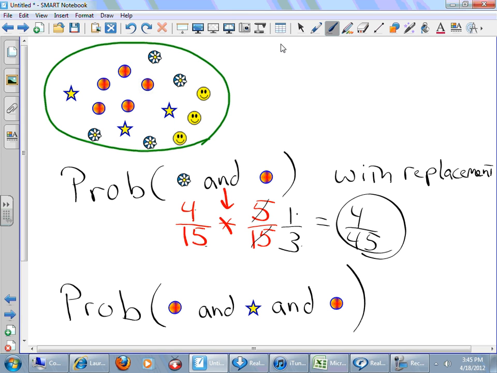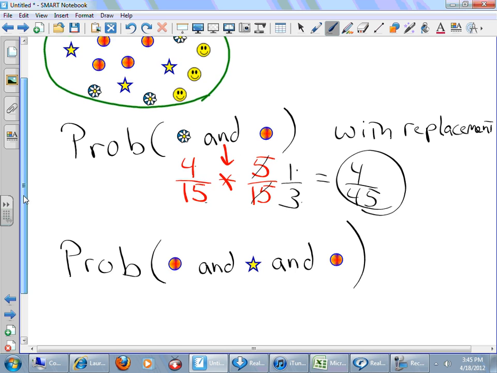It looks like the probability of reaching into this bag, getting a flower jelly bean, putting it back, and then reaching in and grabbing this rainbow colored one is 4 out of 45, which means every 45 times I do this, I would expect there to be 4 outcomes, 4 times that this outcome happened.